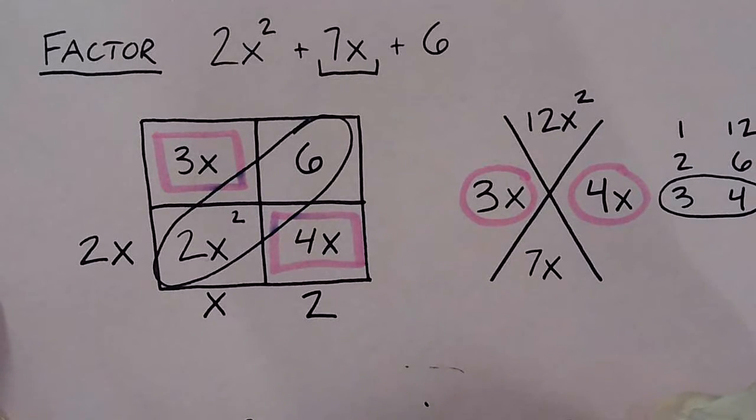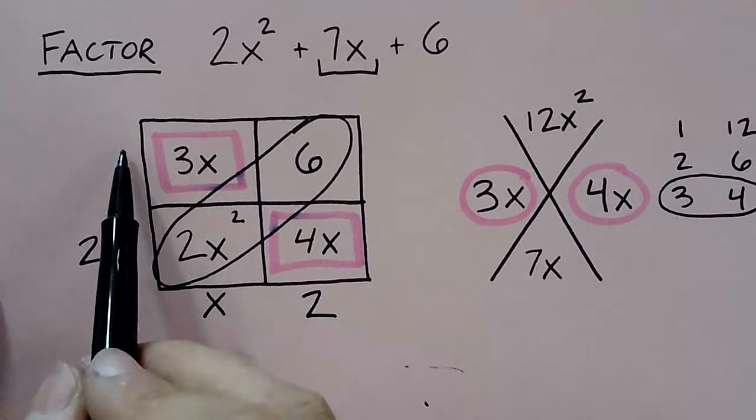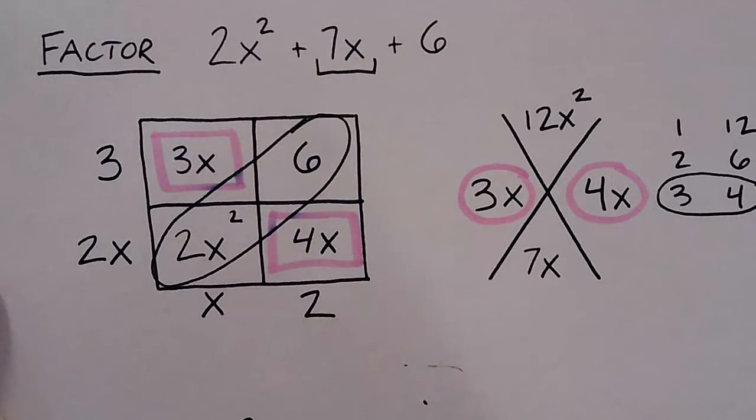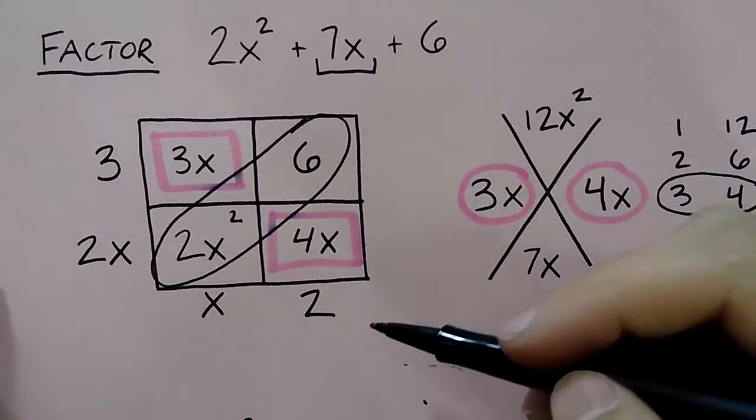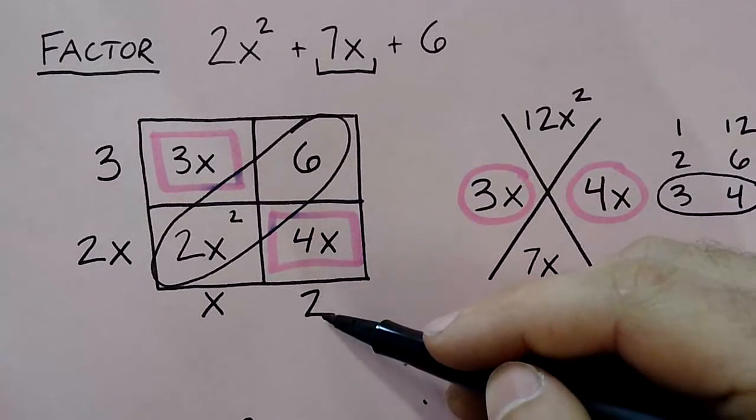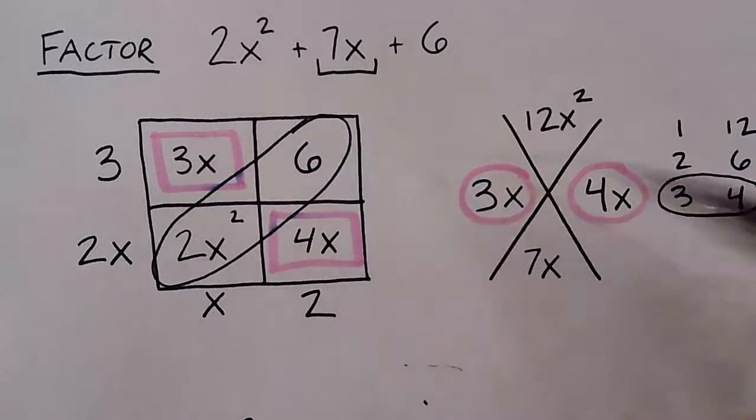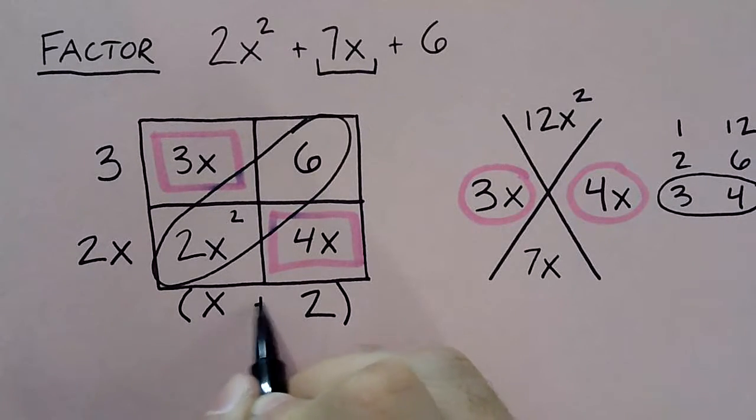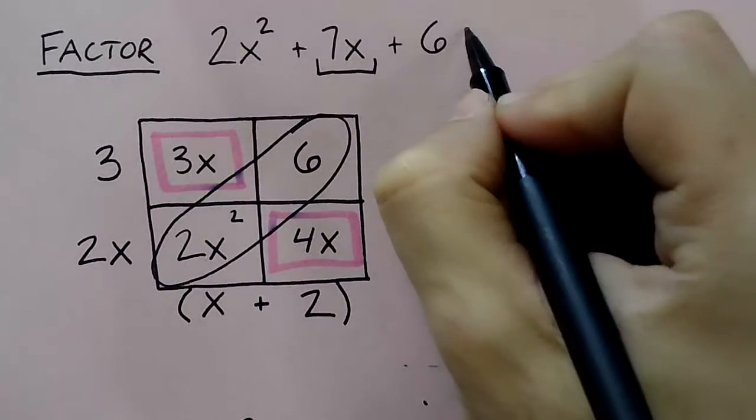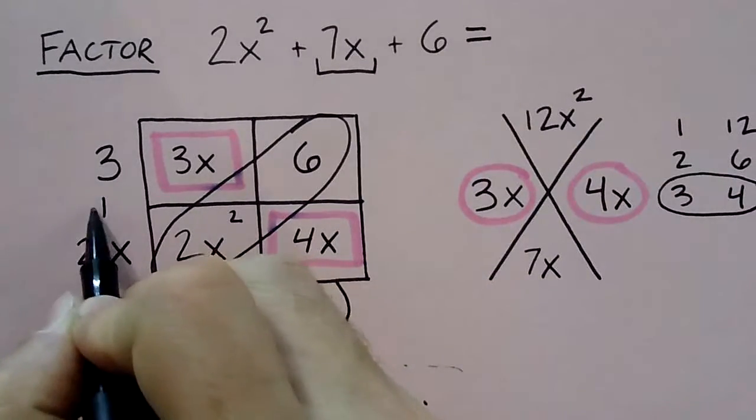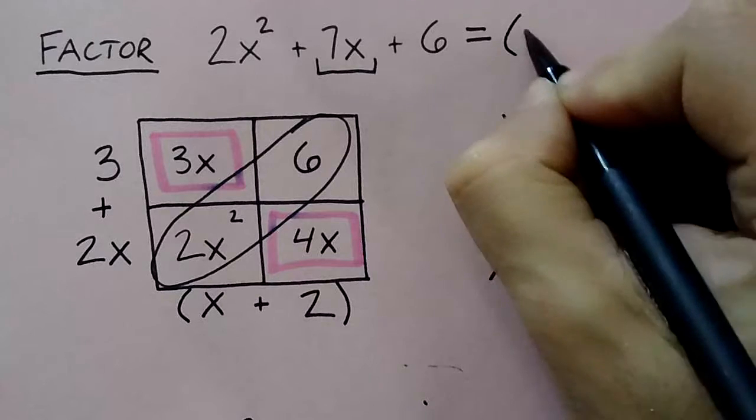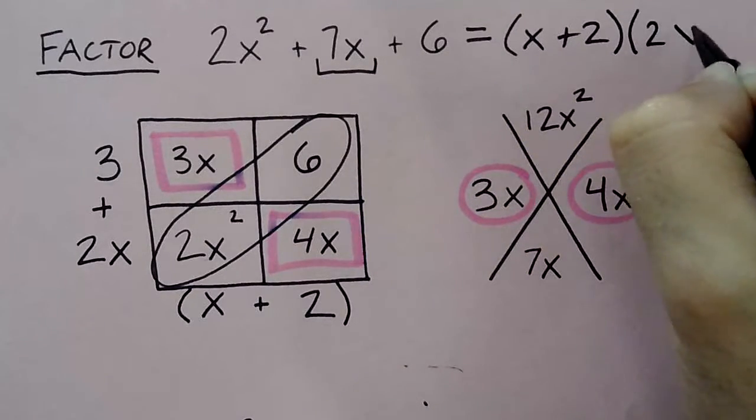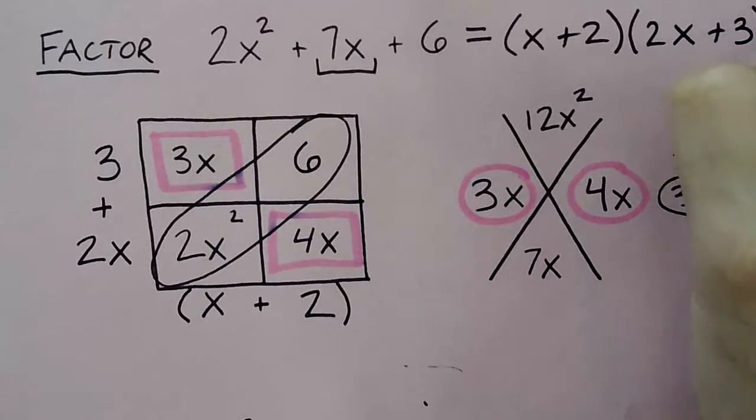2. And then to fill out the last piece, what times x makes 3x? 3. I'm going to double check that 3 and 2 will multiply to make 6, and they do. So I've just found my dimensions or factors of my sum. x plus 2, 2x plus 3.